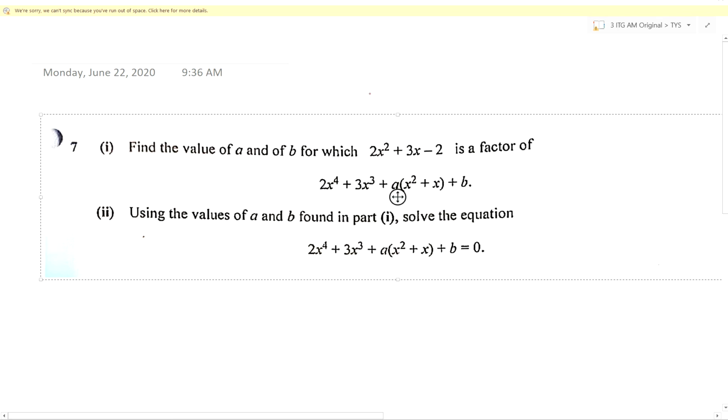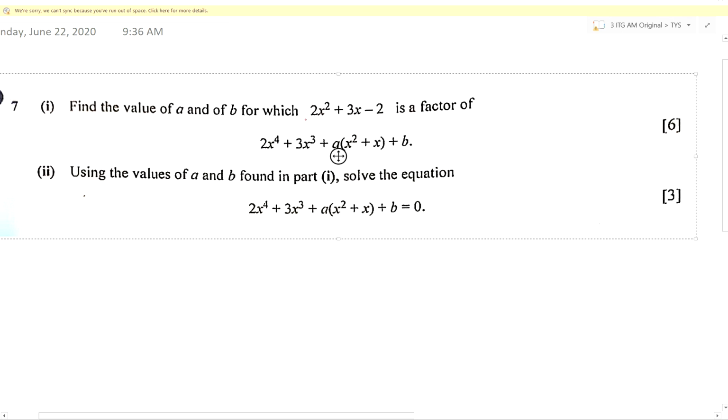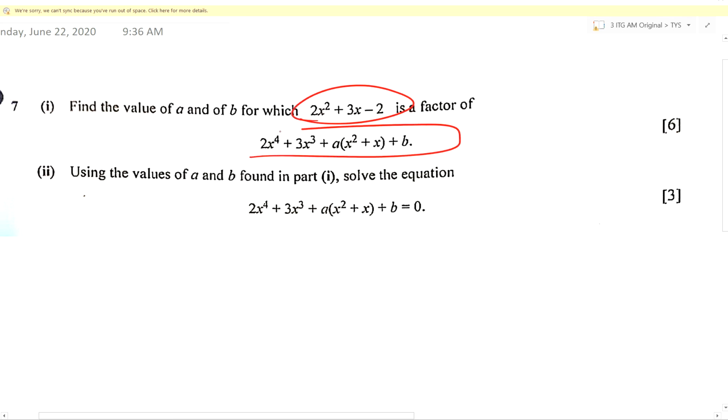Question 7. Find the value of a and b for which a quadratic is a factor of this expression with a power 4. Can you tell which topic this is? The word factor should give you a clue. So this is our remainder factor theorem.